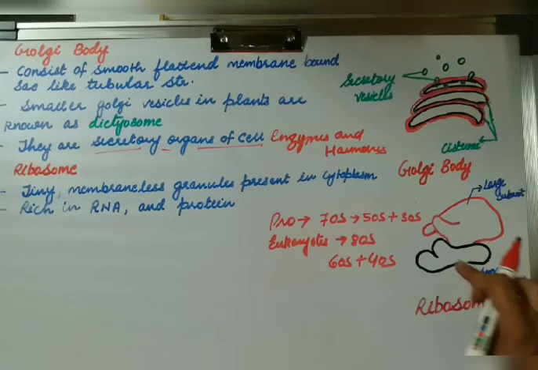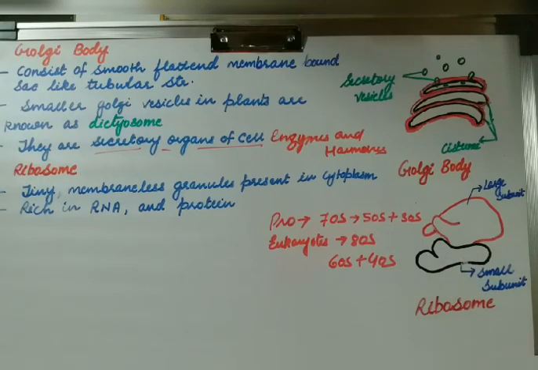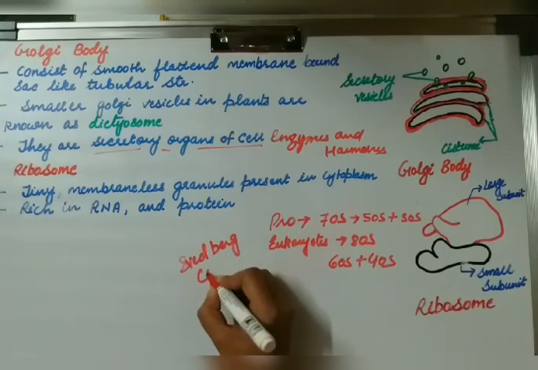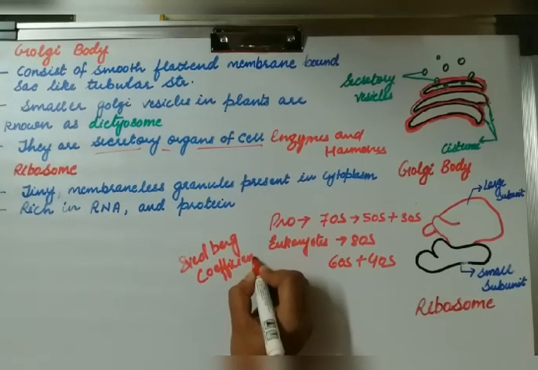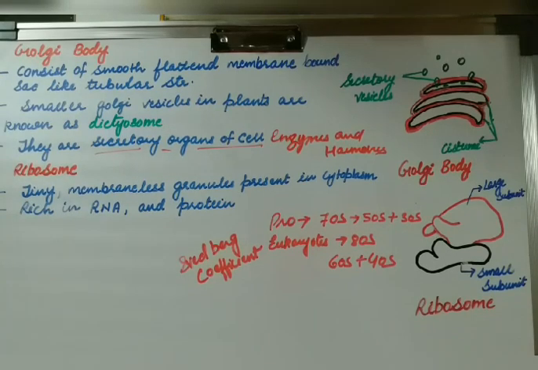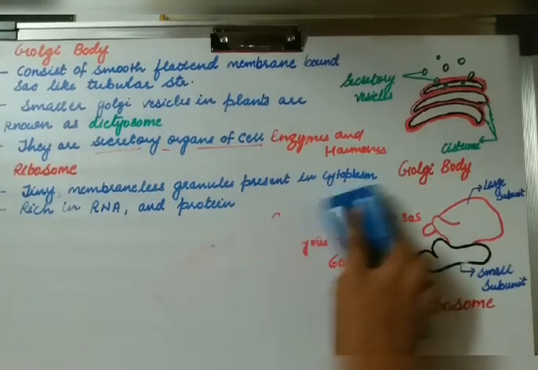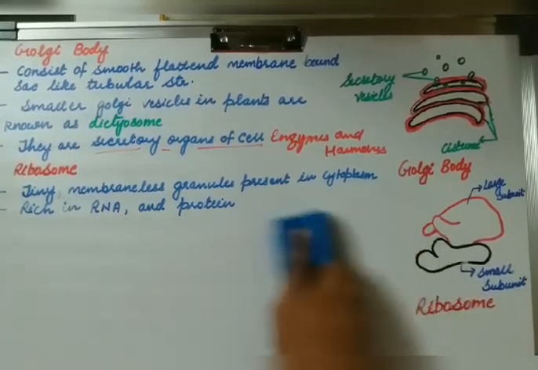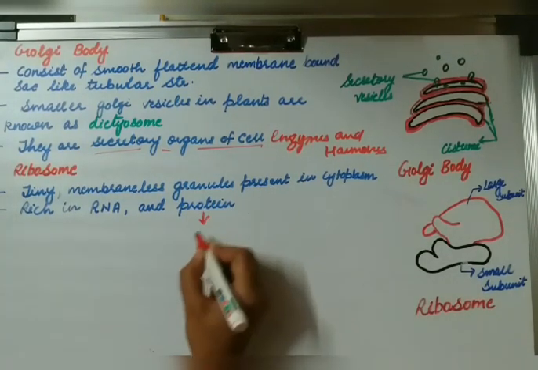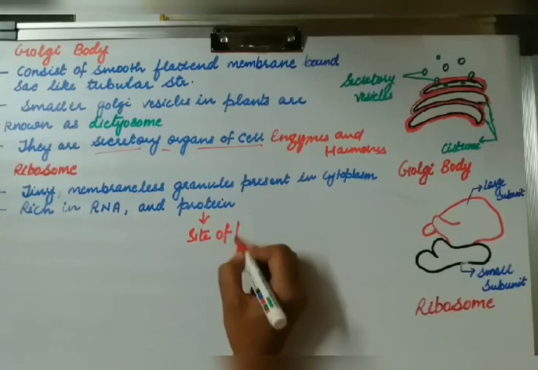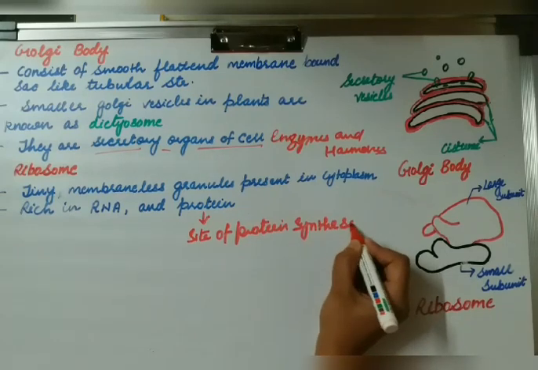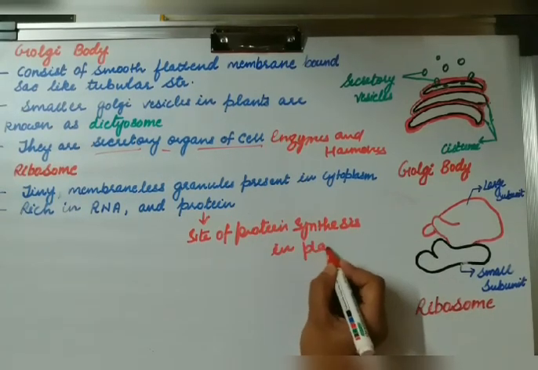It has a large subunit as well as a small subunit, and in prokaryotes and eukaryotes they are different according to the Svedberg coefficient. Basically, ribosomes are rich in RNA and protein. They are rich in protein because they are the site of protein synthesis in the cell.